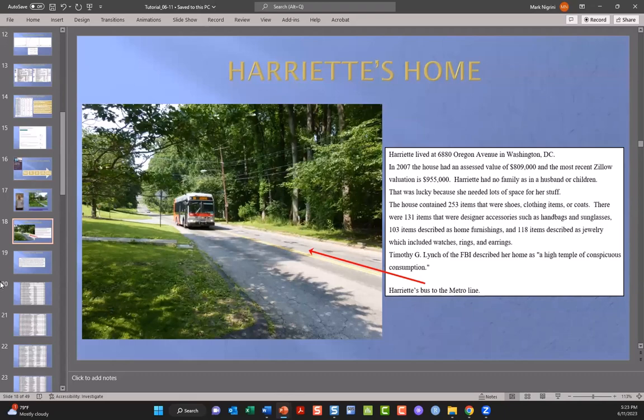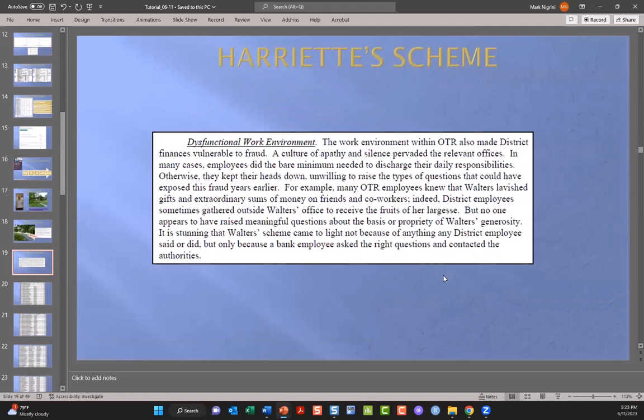A dysfunctional work environment. So this is the Office of Tax Revenue. I can just read a few of these things. A culture of apathy and silence. Employees did the bare minimum. Many employees knew that Walters lavished gifts and extraordinary sums of money on friends and coworkers. Employees sometimes gathered outside her office to receive the fruits of her largesse. I think that means she gave them stuff. No one asked about where she got this money from. And it was only because of a bank employee that Harriette's scheme came to light.